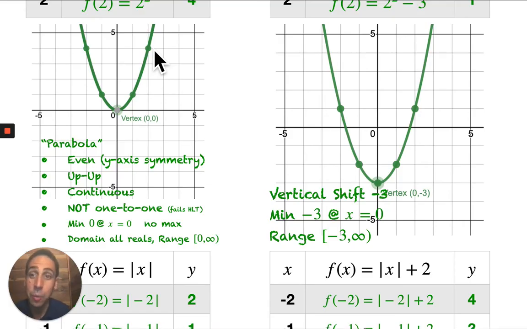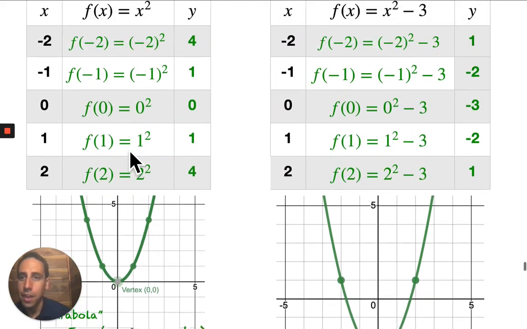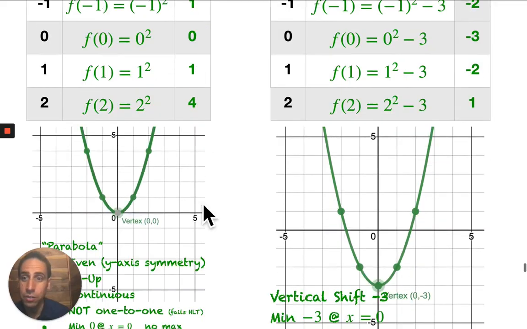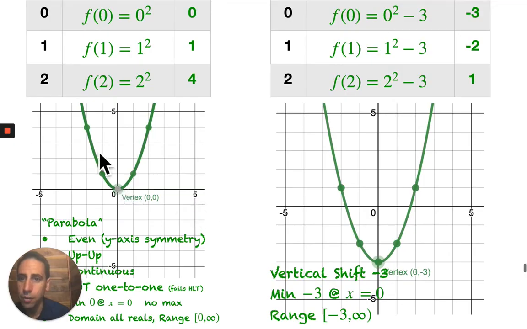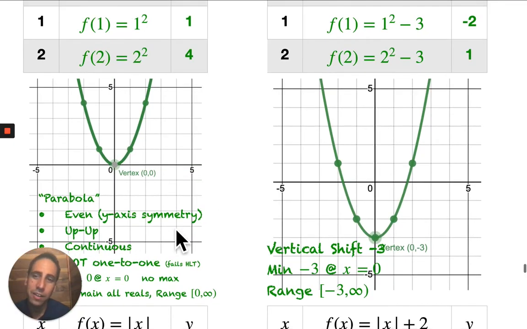Why? Because it has y-axis reflectional symmetry. Here's the y-axis right here, and you can fold this half over here. It's a mirror image. It is up, up, meaning the end behavior is up, up, meaning as x gets larger and larger to positive infinity, then the y values will also go to positive infinity. As x goes to negative infinity, the y values will go to positive infinity as well. They'll just get larger and larger. So on the graph, it goes up and it goes up. That's why we call it up, up.